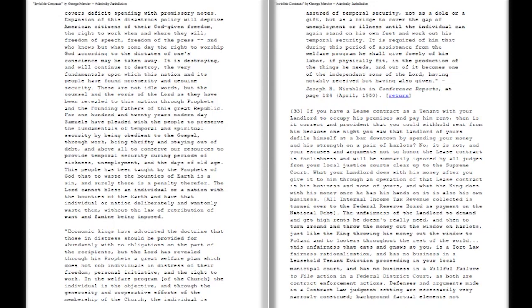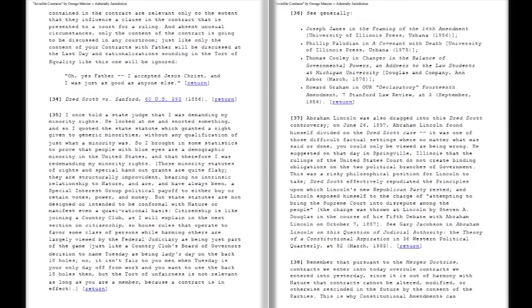This unfairness that eats and gnaws at you is a tort law, fairness rationalization, and has no business in a leasehold tenant eviction proceeding in your local municipal court, and has no business in a willful failure to file action in a federal district court, as both are contract enforcement actions. Defenses and arguments made in a contract law judgment setting are necessarily very narrowly construed. Background factual elements not contained in the contract are relevant only to the extent that they influence a clause in the contract that is presented to a court for a ruling.